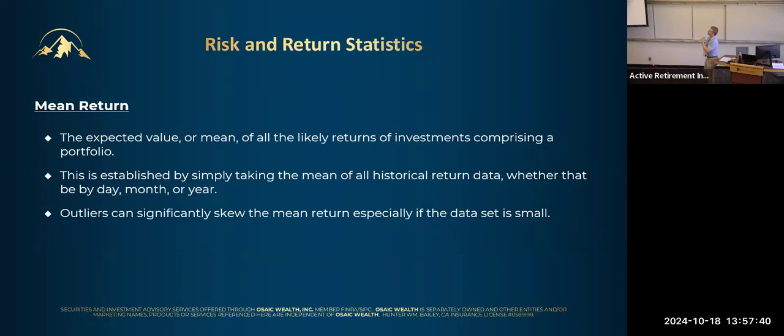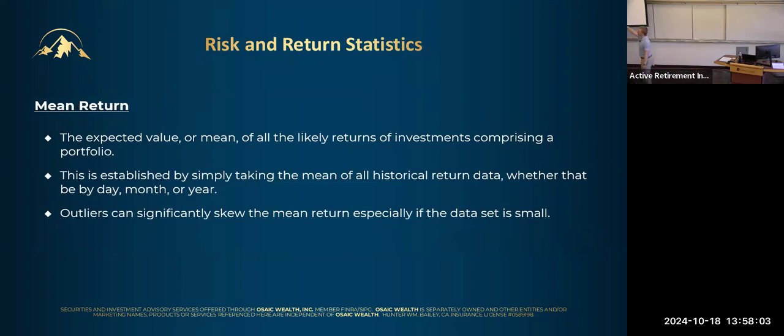So when we're looking at mean return, it's again the expected value or mean of all the likely returns, and it's established by simply taking the mean of all historical return data, whether that be by day, month, or year. So you could be looking at month to month and averaging those together. You could take every single day, average those together. You could take the annual returns, average those together. Doesn't really matter too much.